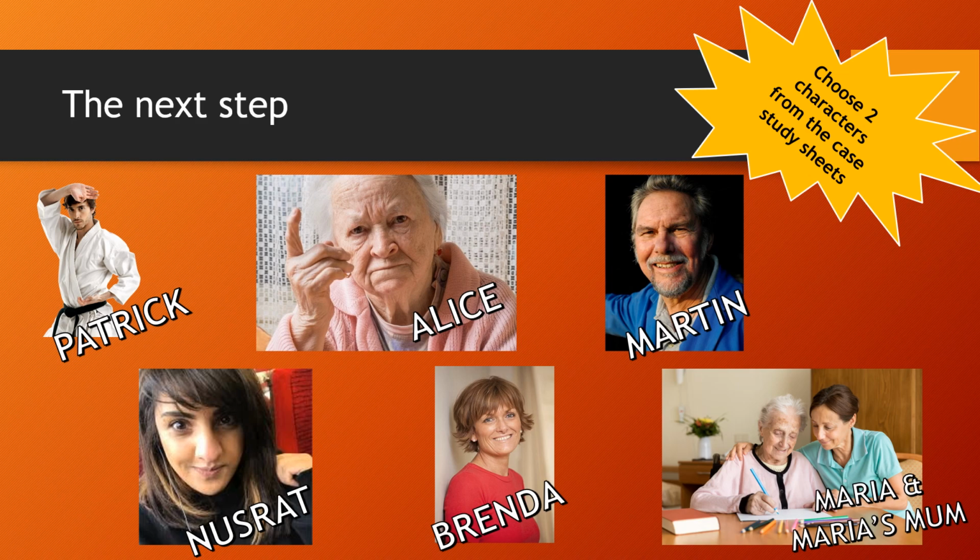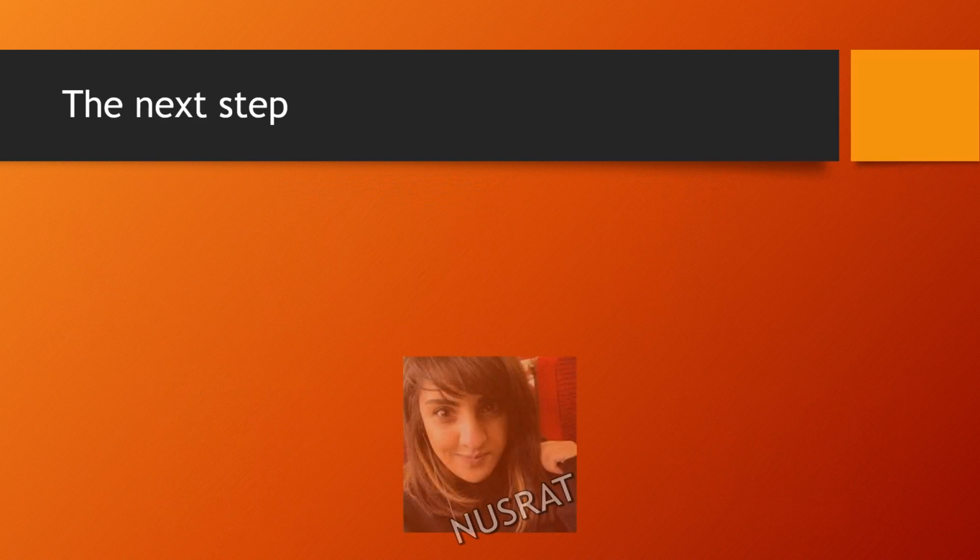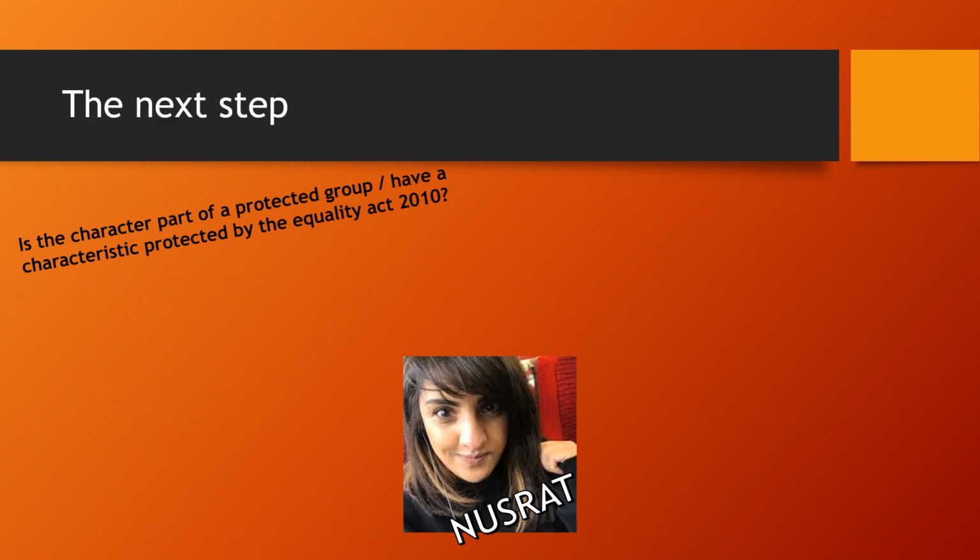Now, once you've chosen your 2 people, the next step, before you start thinking about writing your P1, is just take a look at one case study and think about what to consider. So if we look at Nusrat, you might want to think about what is the character, what's their story, what's going on? Are they part of a protected group? Have they got a characteristic protected by the Equality Act? Do they have a specific need or a support that has to be provided, and is it being provided?